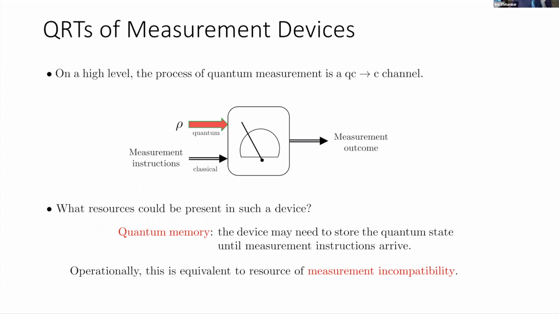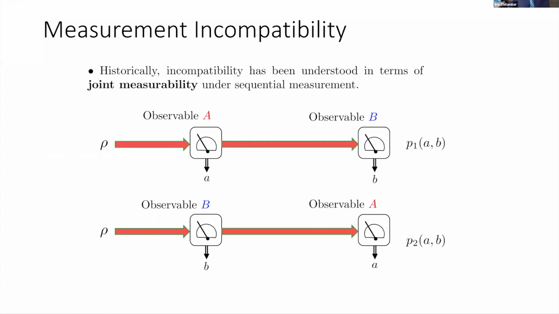Okay, and what I want to show you is that this idea of quantum memory is actually equivalent to a resource of measurement incompatibility. So let me take a step back and introduce the idea of measurement incompatibility. Historically, incompatibility has been understood in terms of this notion of joint measurability under sequential measurements. Actually, this is like if you open up Sakurai and read his introduction when he talks about the Stern-Gerlach experiment. For me, that was the first time I really was exposed to this idea. It's a great introduction, so if you haven't read it, I highly recommend it.